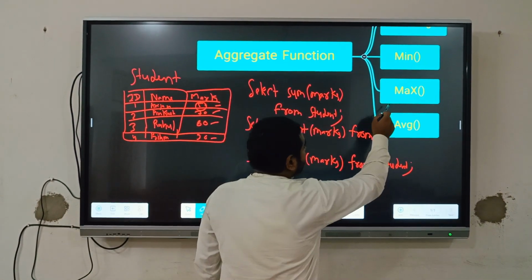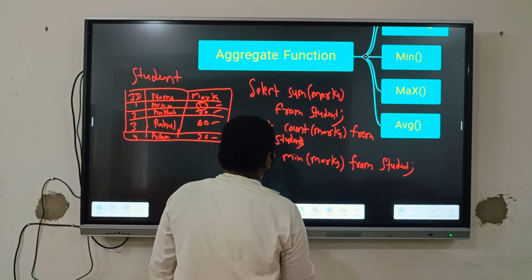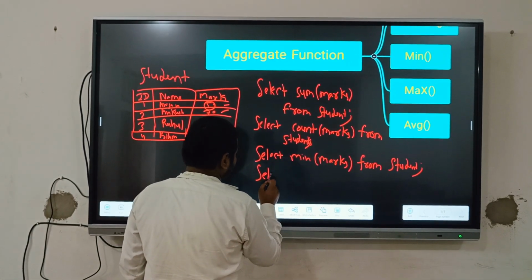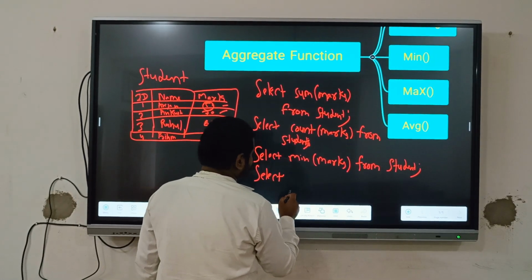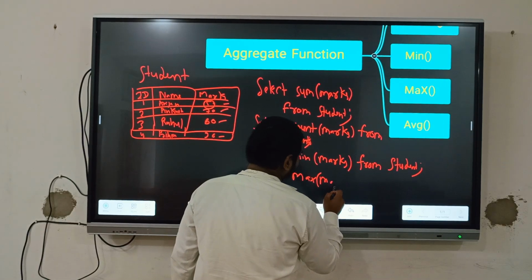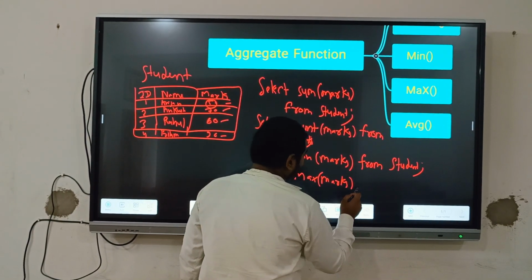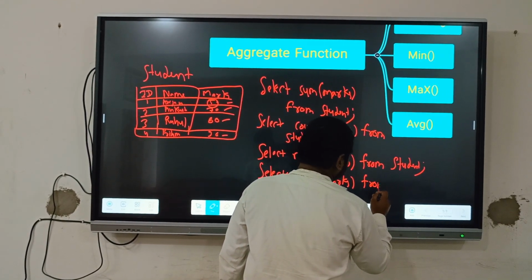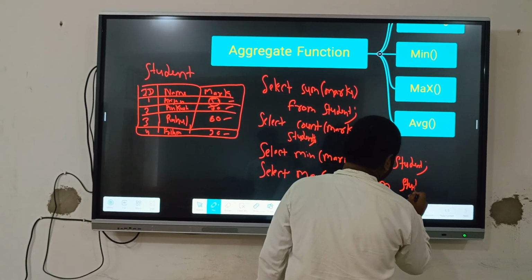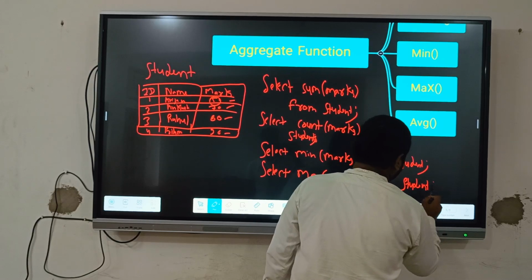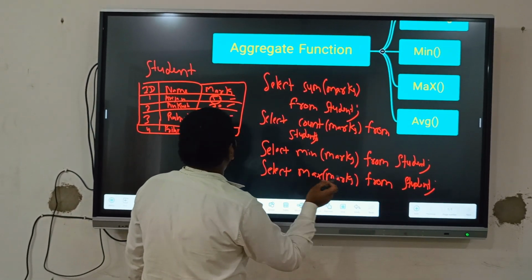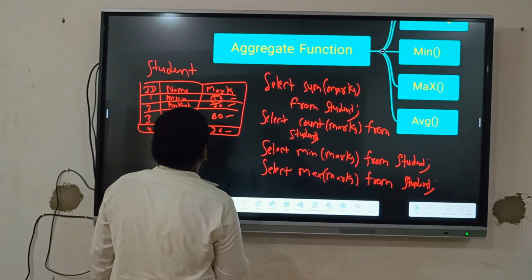Now we have to perform the max function. So for this we have to write a query, that is select max, column name, that is marks, and from the student table. After executing this query, it will give the maximum marks in this marks column, that is 90.